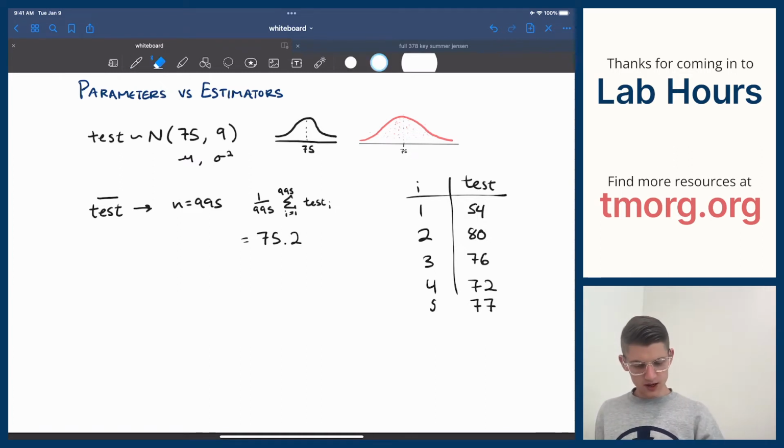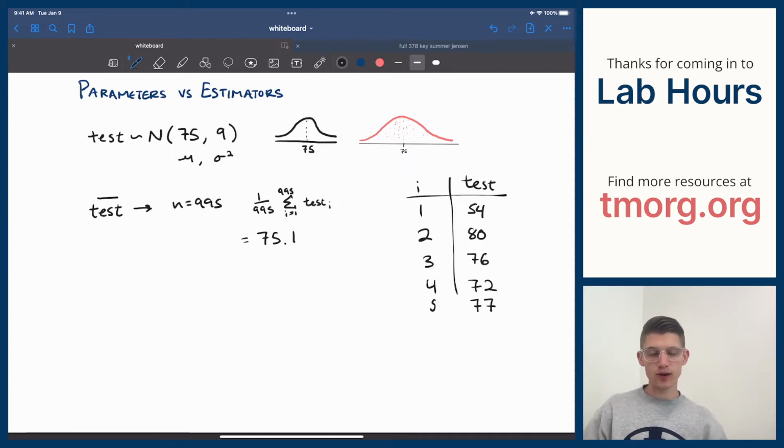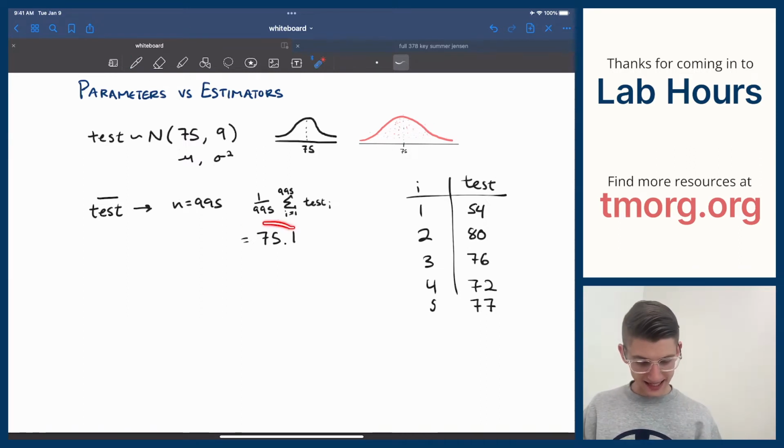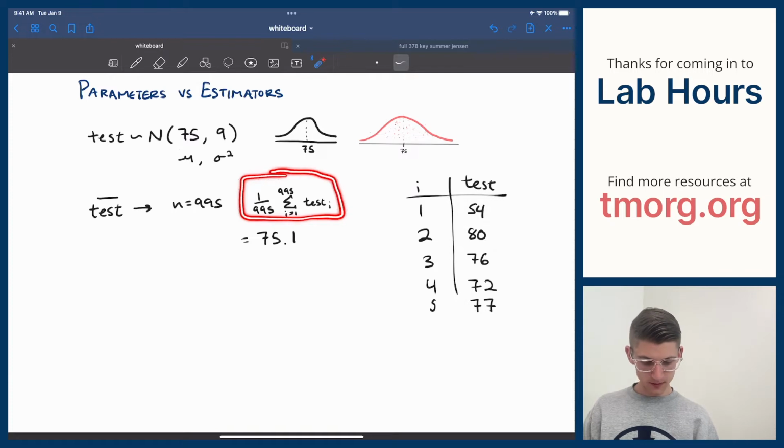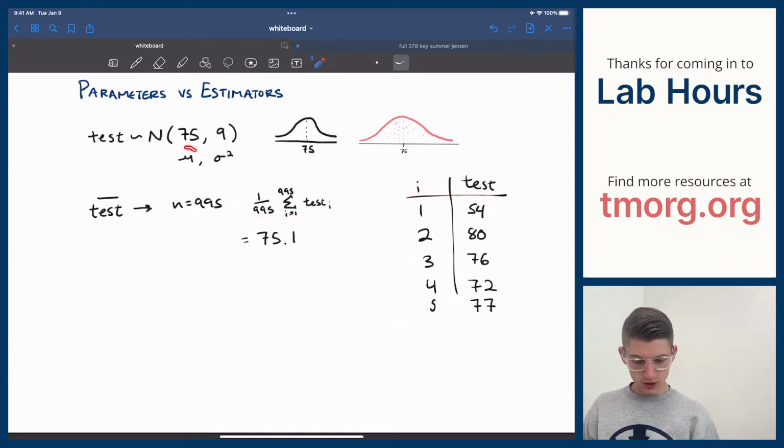Maybe even 75.1. Maybe we got 78, or maybe we got 72, or maybe we hit 80 or something like that, right? We would say, okay, cool. This is an estimate. I have used an estimator, right? Calculating the sample mean to try to pin down what the parameter mean, or mu, actually is for this test, okay? This is an estimator.